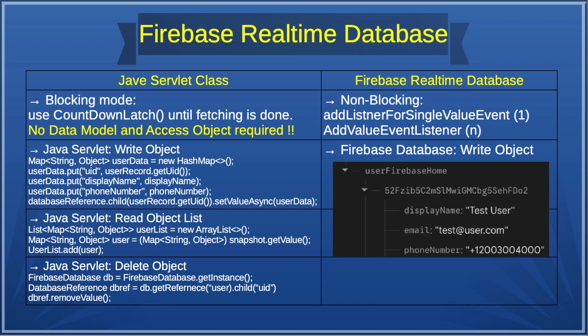And then the last one is the Java servlet delete object: FirebaseDatabase get instance, and then database reference under the main node, user node, and then get the child node UID, and then remove the value. That's it. It's quite simple.